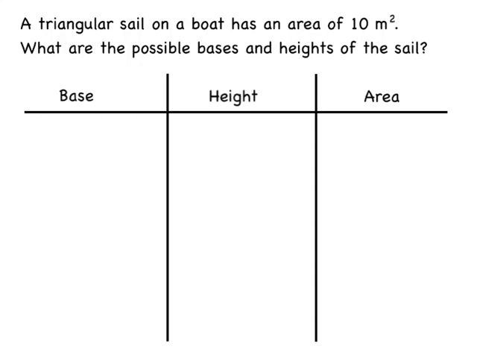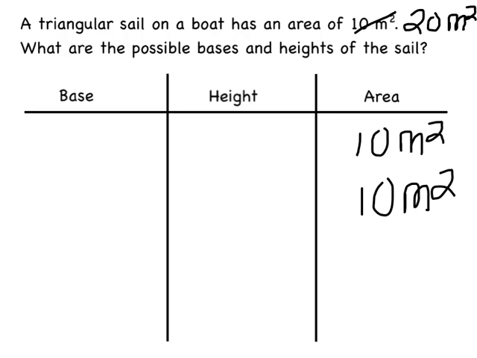We could still answer a question that gives you the area, and you have to find the base and the height, but you have to remember that the formula for a triangle divides the base and height by 2. So to go backwards and find the base and height, we have to multiply the number that's given by 2. Okay? So the area of the triangular sail will still be 10 meters square.